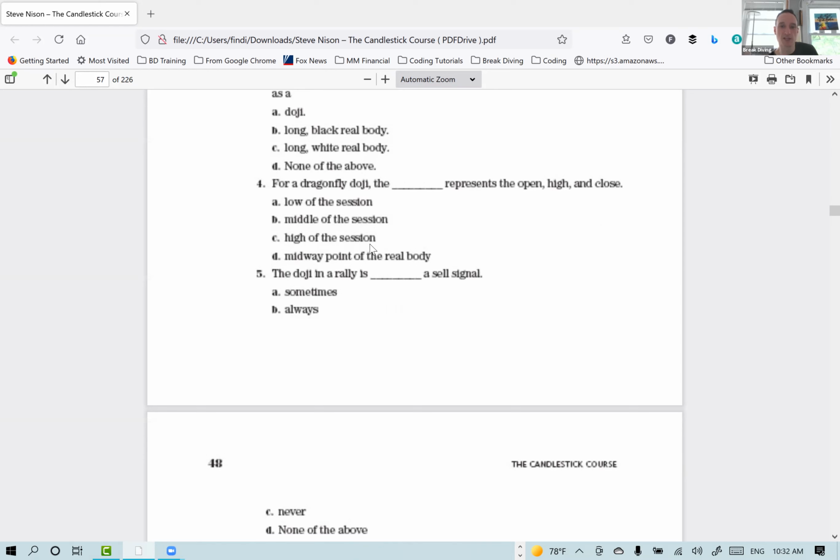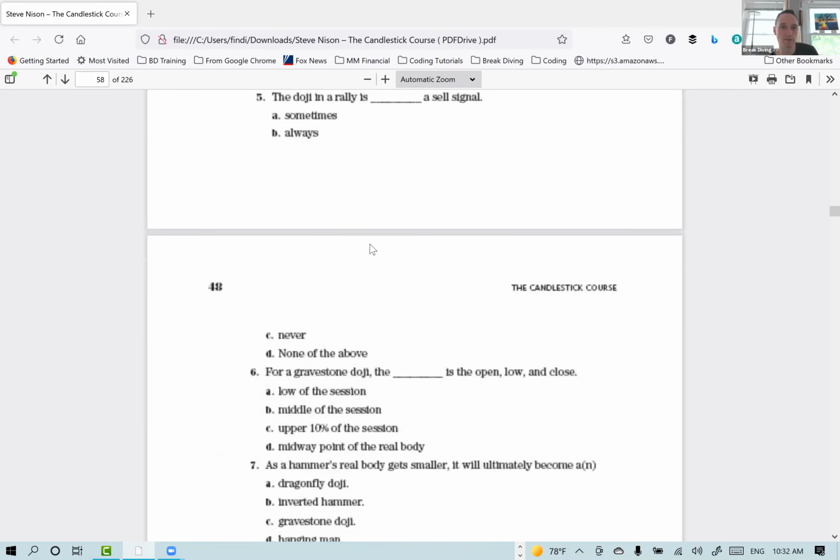The high of the session represents the open, high, and close, for a dragonfly doji. Right. Open, high, and close, high of the session. Yeah, I agree.